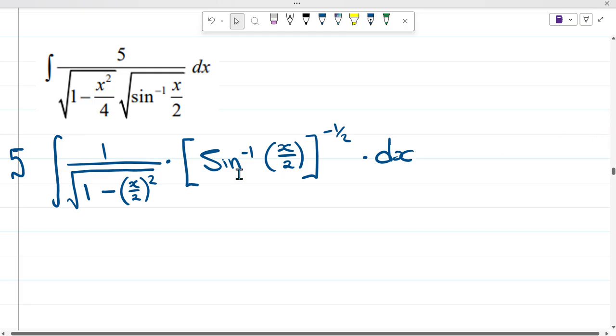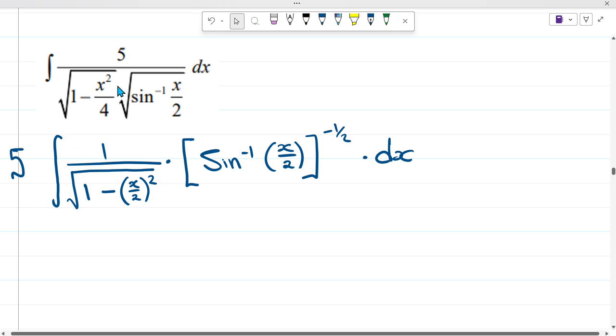So from here I can see that if I let sine inverse of x over 2 be my f of x, then I can have this to be my f prime of x. Makes sense, right? Because when I differentiate sine inverse of x over 2, I should have 1 over 2 on my numerator, because I need to differentiate the argument on the numerator and then divide by the square root of 1 minus this squared.